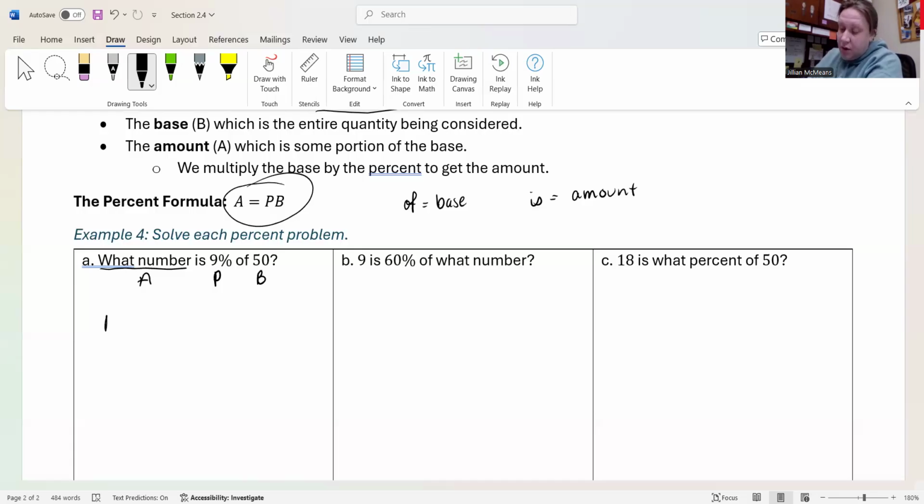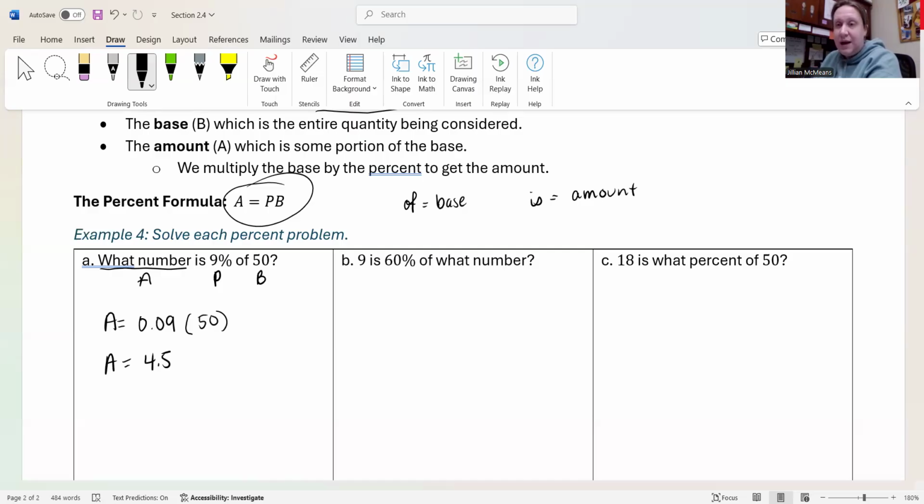So we're going to plug these numbers into the percent formula, and we're going to solve for A. So A equals 9%. We can't write 9% though. We have to write it in decimal form. So we're going to take 9 and move the decimal to the left twice, which makes it 0.09. And then we're going to multiply that by the base, which is 50, okay? And you could certainly use a calculator. Some of this you can do by hand if you want, but you can use the calculator. Just make sure you show your steps. So we want to take 0.09 times 50, and I get 4.5. So A is 4.5. So we could change this sentence to say 4.5 is 9% of 50.